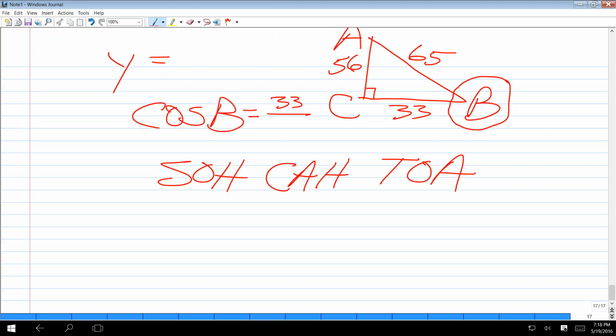Over what? Adjacent over hypotenuse, so 65. Right. And that is simplified. I can't divide that by 3, because the numbers add up to 11. For a number to be divisible by 3, its digits have to add up to a number that is divisible by 3. Neat little trick. Okay, cool. All right.